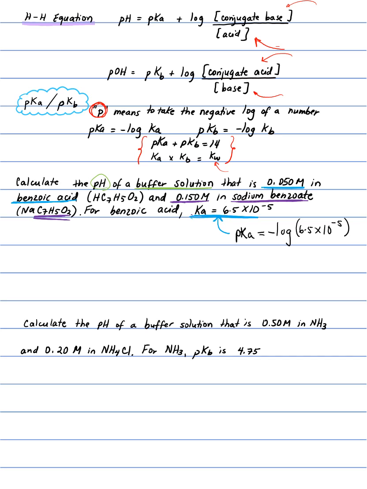If you're using the ICE table, which will work perfectly fine to solve this problem, you need the value of Ka to find how much is X, which is going to be the concentration of H3O+, and you can use that to find the value of pH. If you're using the Henderson-Hasselbalch equation, which is what we're doing here, then you're using the Ka value to find the value of pKa because that's what you need in your equation.